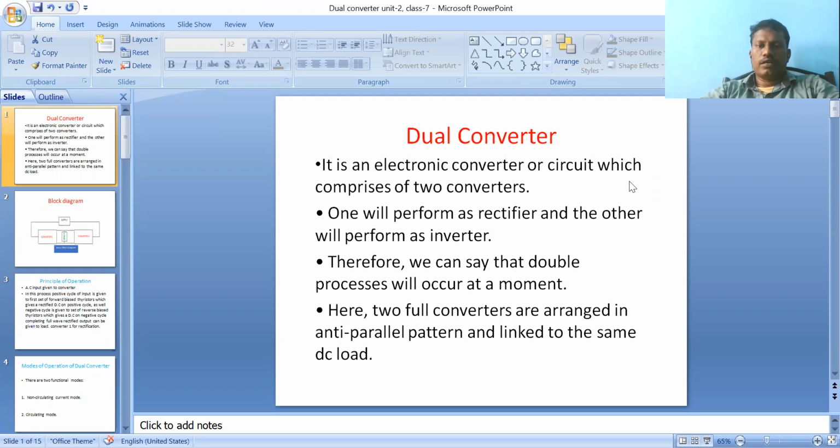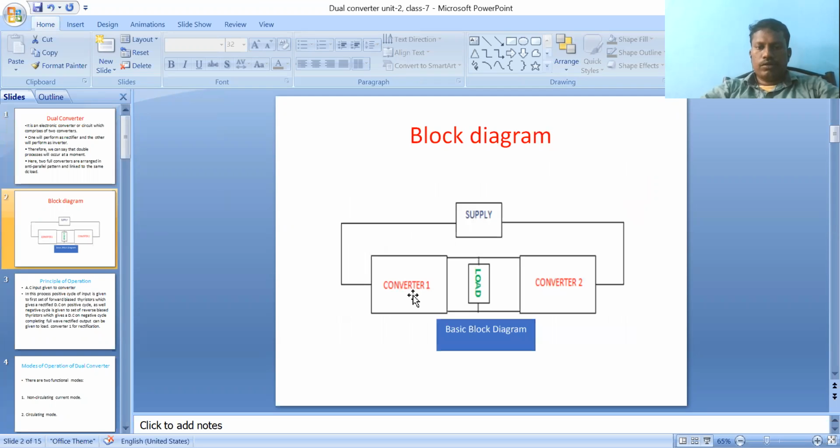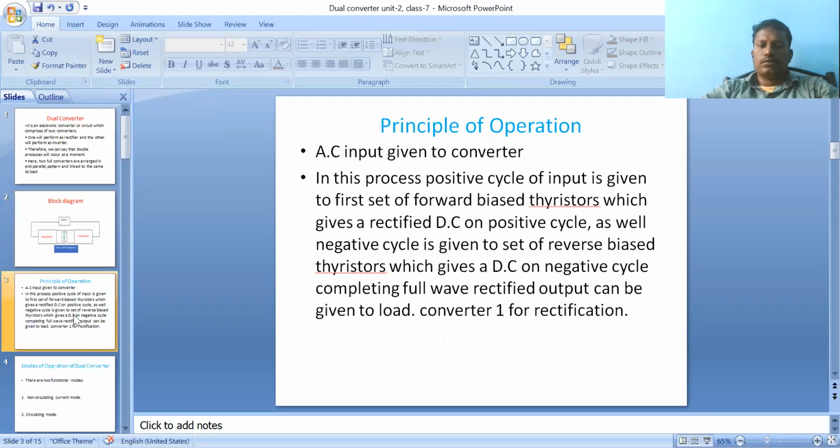Two converters can be connected anti-parallel. That converter circuit is called a dual converter. So a dual converter is two full converters, a rectifier and an inverter, connected anti-parallel. See the diagram. So it is converter 1, converter 2. These two converters are connected anti-parallel to the load. The first converter acts as a rectifier, the second converter acts as an inverter. This complete circuit is called a dual converter. The name itself says dual. Clear?